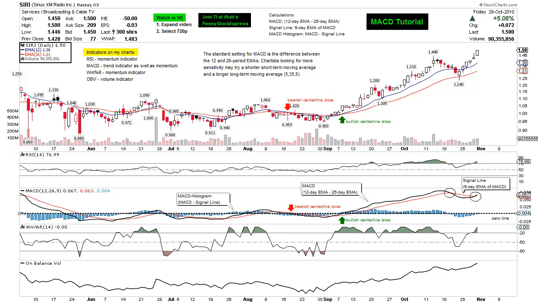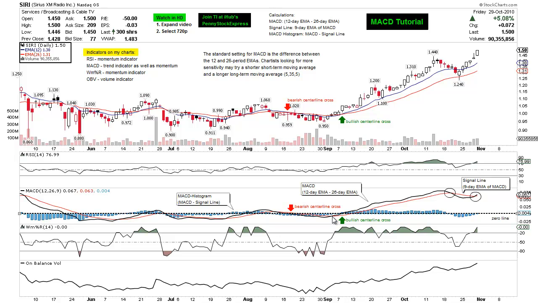For example, we have a centerline cross right here. It's a bullish centerline cross where the black MACD line crosses the zero line, the dotted line. All right, that's a bullish centerline cross. And just a few days earlier, we had a signal line cross below the zero line.